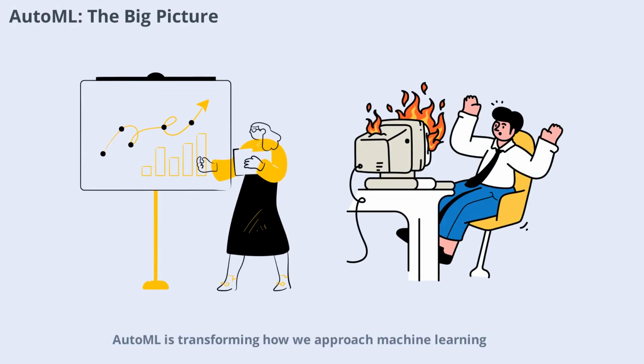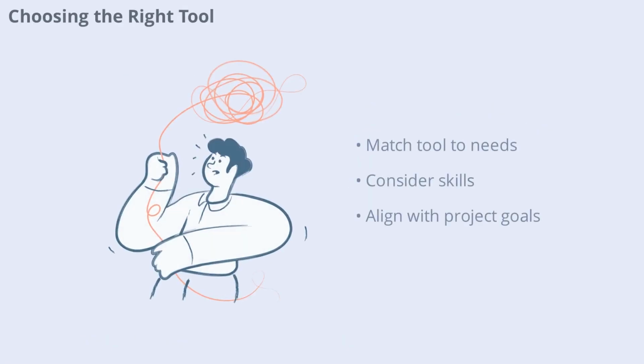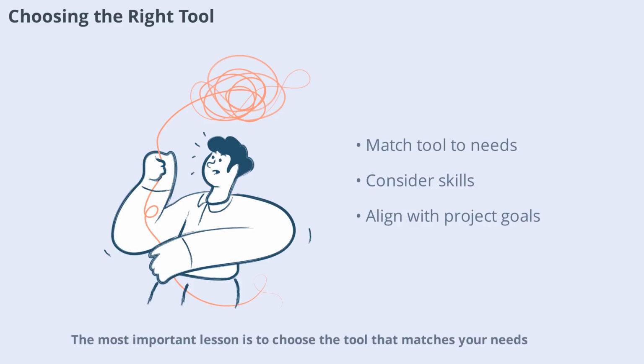AutoML is transforming how we approach machine learning. By automating repetitive tasks, it lowers the barrier to entry and accelerates the development process. Whether you're a student, educator, or developer, AutoML tools can help you focus on what matters most, solving real problems and building impactful solutions. Most important lesson is to choose the tool that matches your needs.